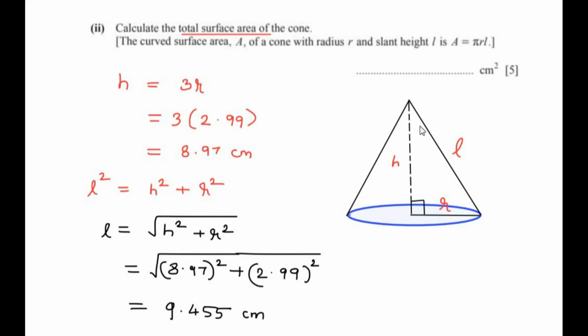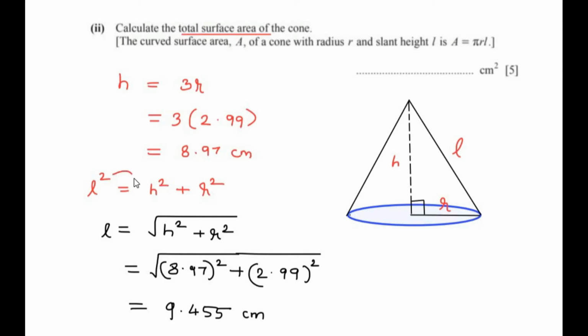And if you look carefully at this cone, this represents a right angled triangle. So we are going to make use of Pythagoras theorem, that is hypotenuse square, the slant height square, equal to the sum of squares of the rest two sides of this triangle, that is h square plus r square.